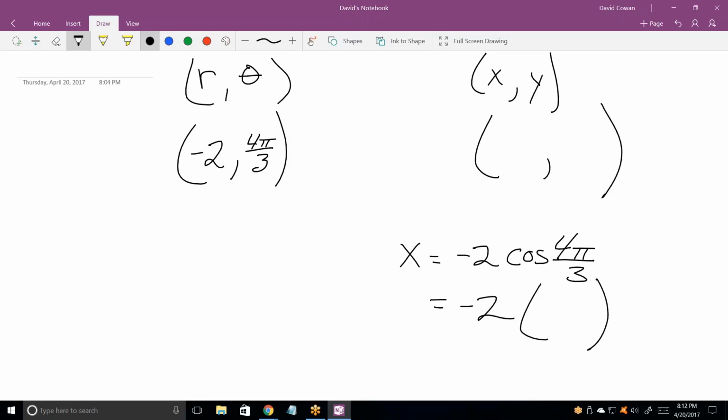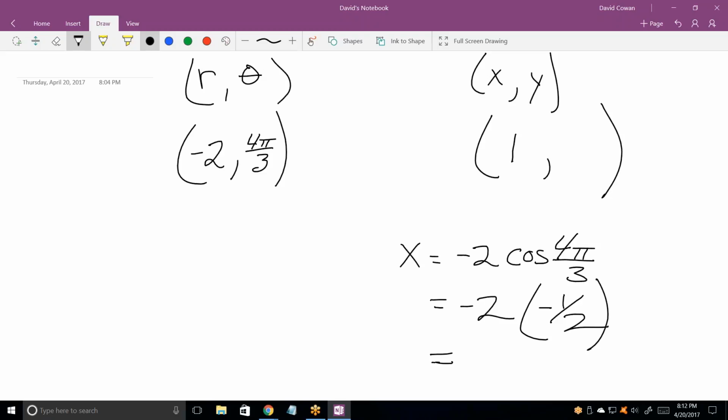What's the reference angle for cosine of 4 pi over 3? Pi over 3. So the cosine would be -1/2. So what's the answer? -1. Plus 1, I've got a -2 times a negative. So x is +1.